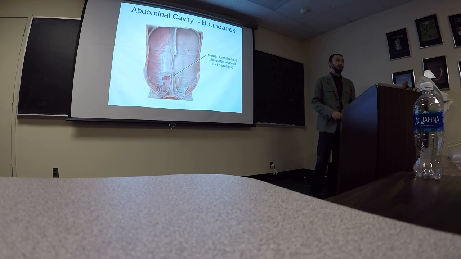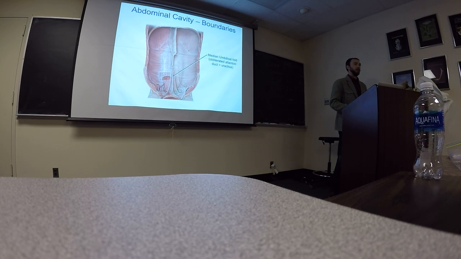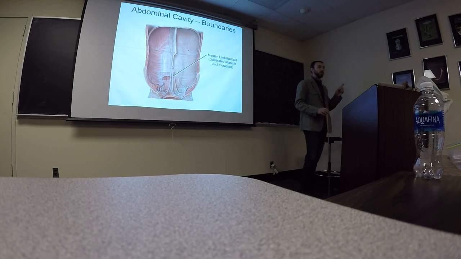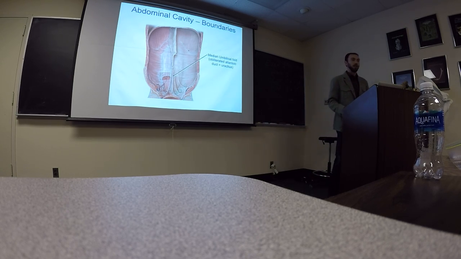So right in the midline, we have the median umbilical fold. And this is going to contain a remnant of fetal development. So the obliterated allantoic duct or urachus. So this is median, it's right in the middle, so there's only one median umbilical fold.